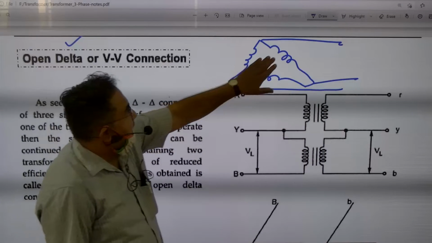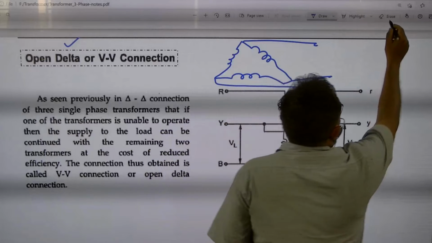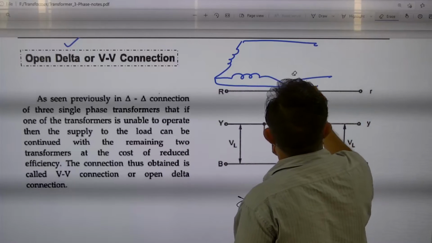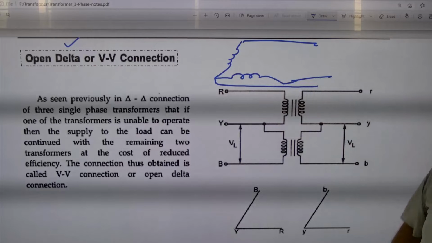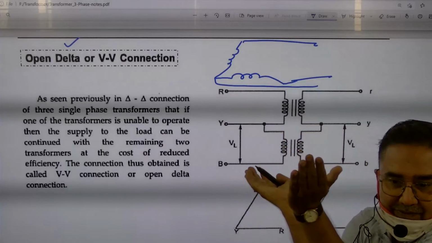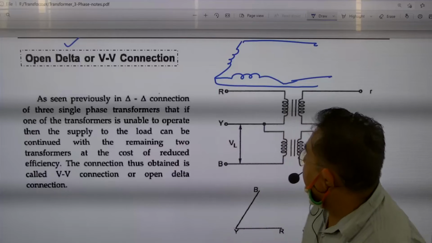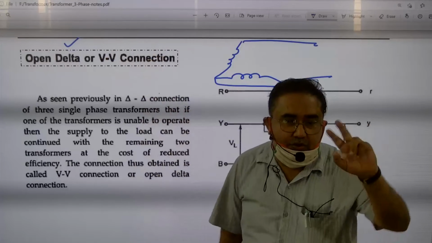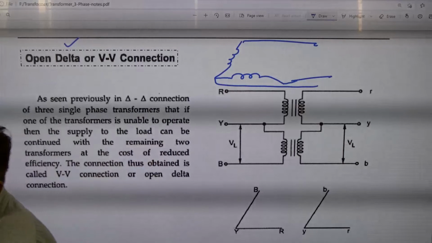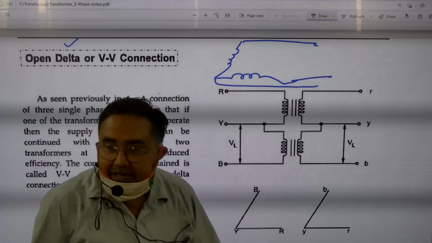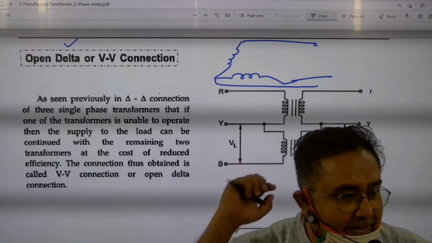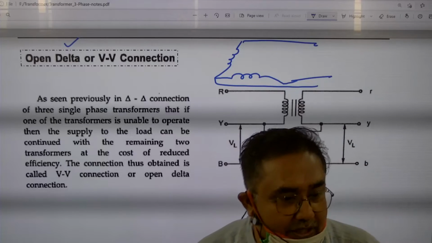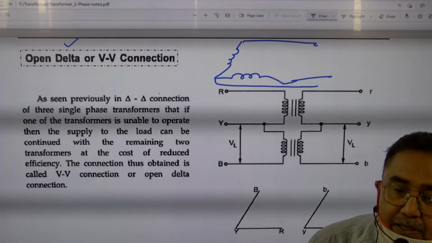If I remove this winding, what will you find? This shape looks like a V. That is why it is known as a V connection. So the winding is open on both sides, primary and secondary. So you can either say open delta or you can also say VV connection. You got my point? By the shape it has been named: one winding is removed or open. It is called the VV type of connection.